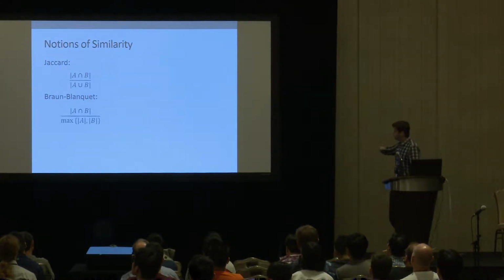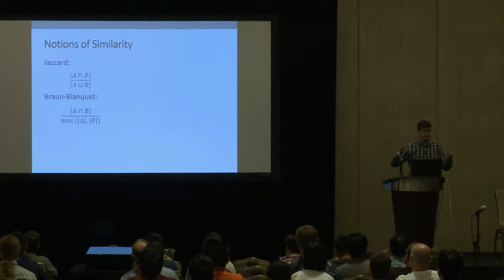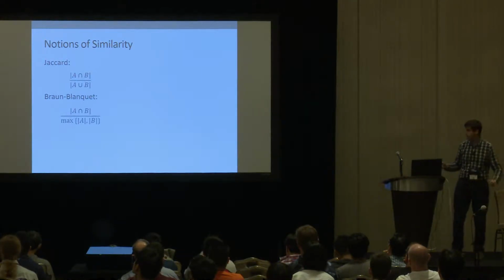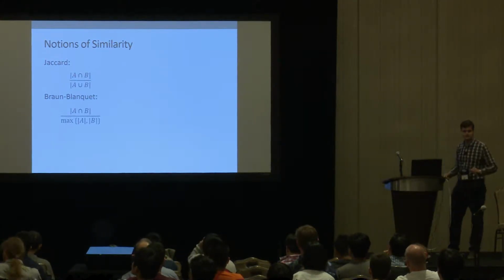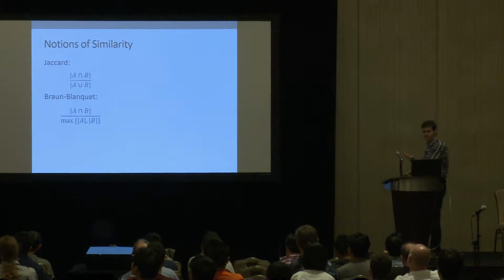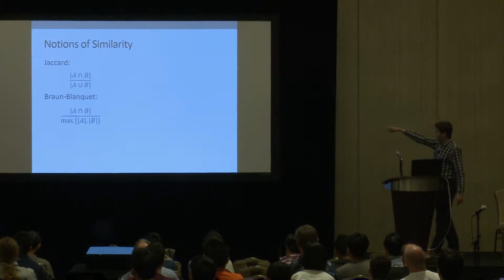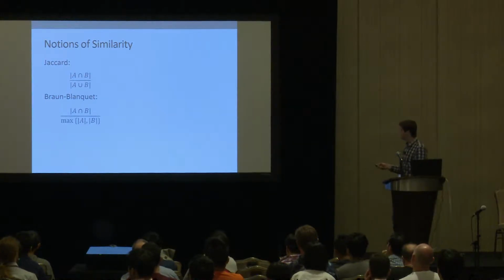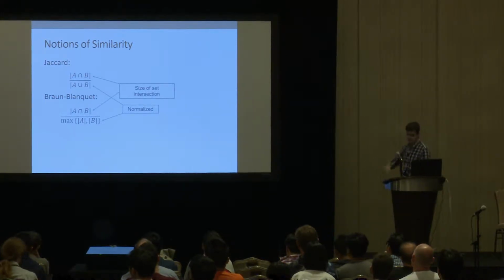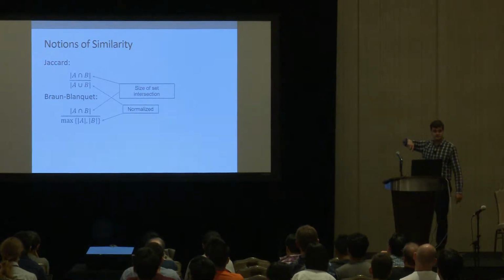So I want to talk about two notions of similarity. So Jaccard is very popular, and it's used all over the place. Braun-Blanquet is a little bit less popular. You may or may not have heard of it. But they basically do the same thing. So in both cases, on top, I have the number of items these two things have in common. So on top, I have the size of the set intersection. And on the bottom, I'm going to normalize this so that the similarity lies between 0 and 1.